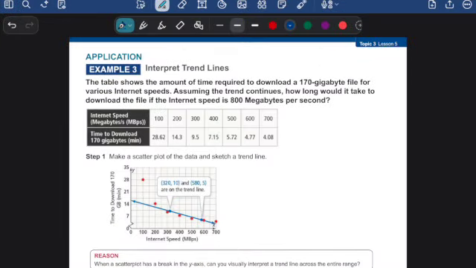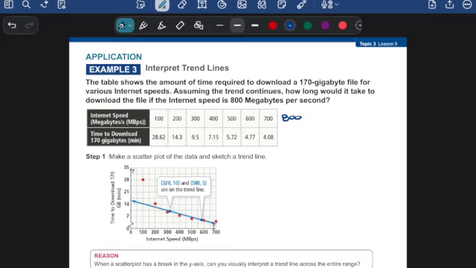Example 3, interpreting trend lines. This table shows the amount of time required to download a 170 gigabyte file for various internet speeds. Assuming the trend continues, how long would it take to download the file if the internet speed is 800? So look in our table, do we have 800? We do not have that data recorded, so we're going to need to approximate that.